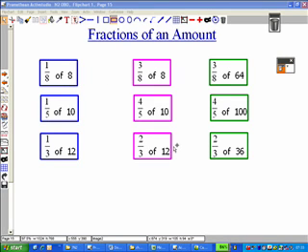Today's lesson is all about fractions of amounts. Here we have some fractions of an amount. But how do we find out what is 1/8 of 8, the easier one, 3/8 of 8, slightly harder, 3/8 of 64, harder still?